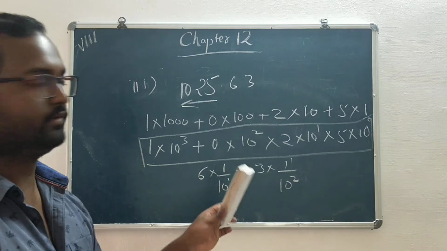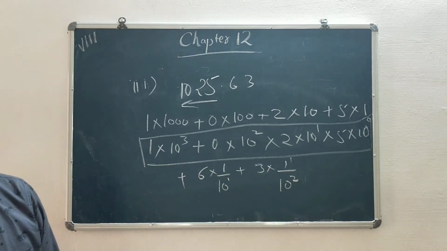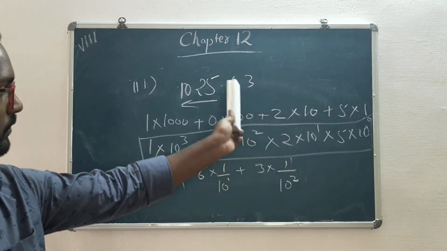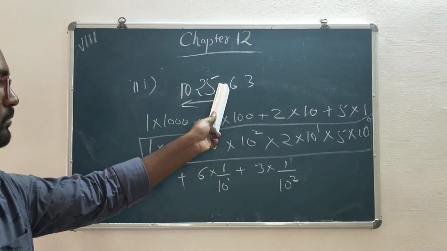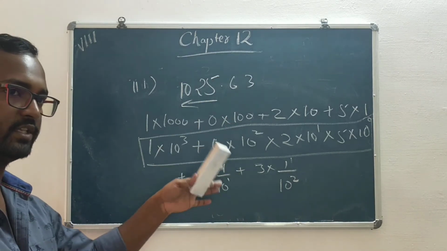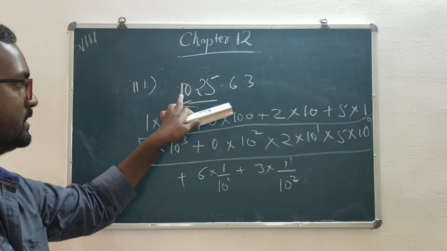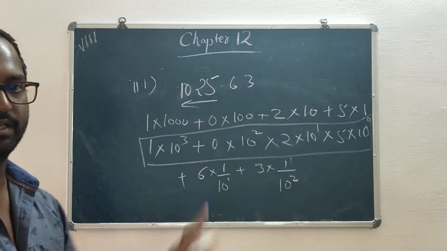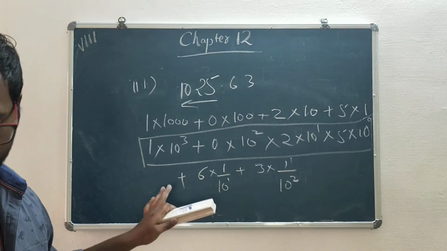Okay, so this is how it will be expanded. Here a plus sign will come, because when the whole number part and decimal part are connected, converting this into expanded form becomes a plus. So here plus will come, and like that it will continue. So this is how we will expand.